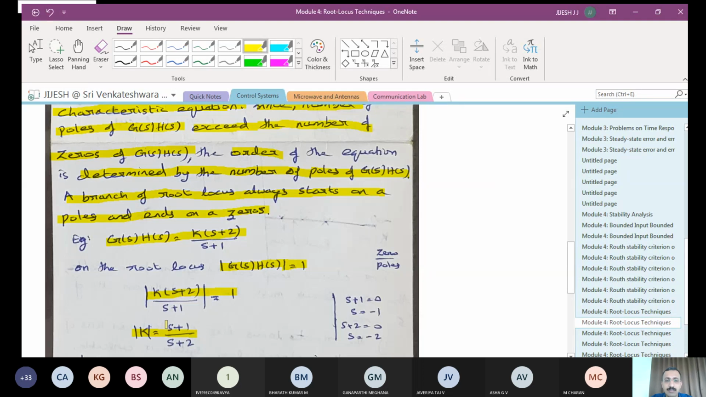Numerator, write it down somewhere, all of you. Numerator will be zeros. I have already discussed this in the third module as well. Numerator will be zeros and the denominator will be poles. So it will be a combination of zeros divided by poles. When you solve it, s plus 1 is equal to 0, s is equal to -1. This is called a zero, and s plus 2 is equal to 0, s is equal to -2. So you'll get poles and zeros.